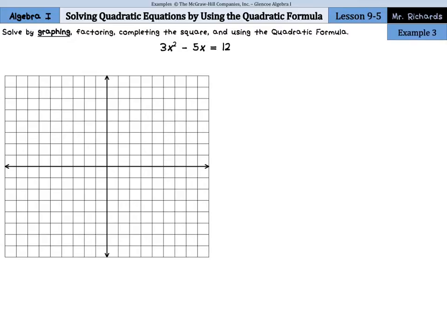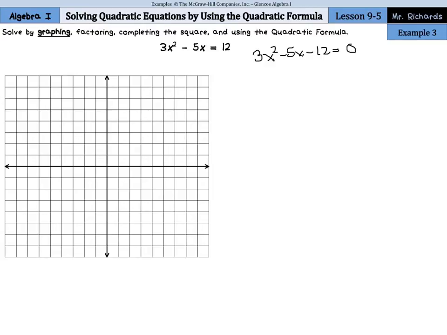And so now we'll solve this example in a bunch of different ways. We'll solve by graphing, factoring, completing the square, and using the quadratic formula. Well, to solve this equation by graphing, we do need to work to get this into standard form first, which would be 3x squared minus 5x minus 12 equals 0.